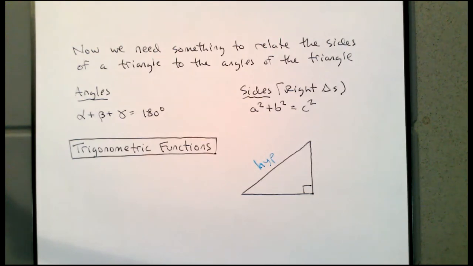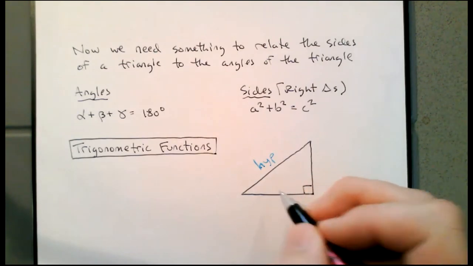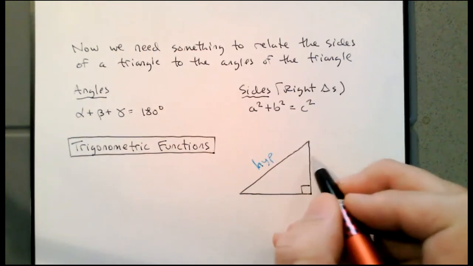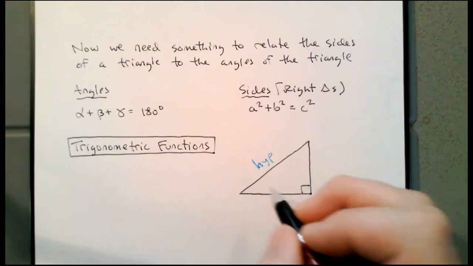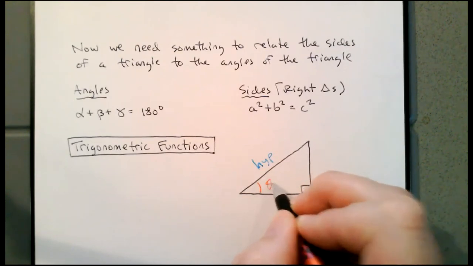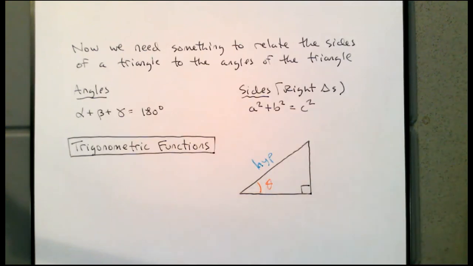Now I'm going to name one of the angles. It doesn't matter which one we pick. I'm going to pick the one on the bottom just because I always seem to pick this one. One of these days I'm going to pick the one up here and I'm going to confuse myself. So I'm going to say if this angle is theta, now I'm going to name the other sides of the triangle by their relationship to theta.